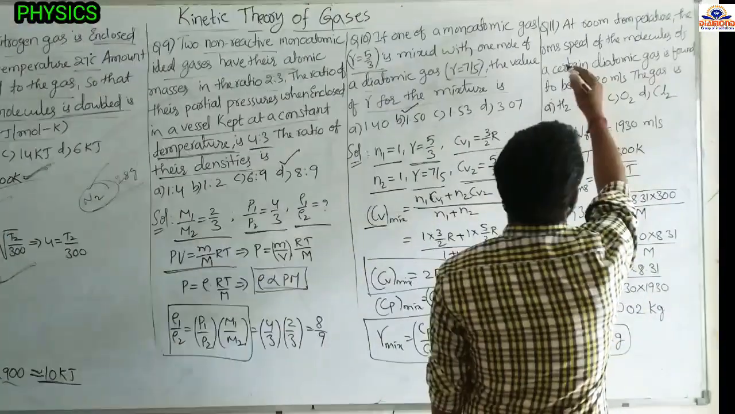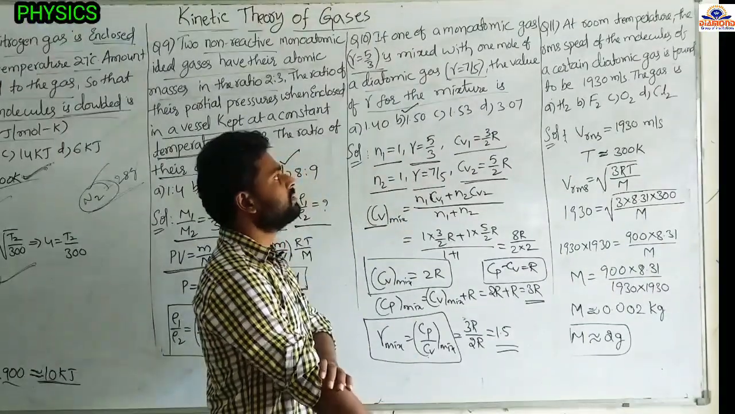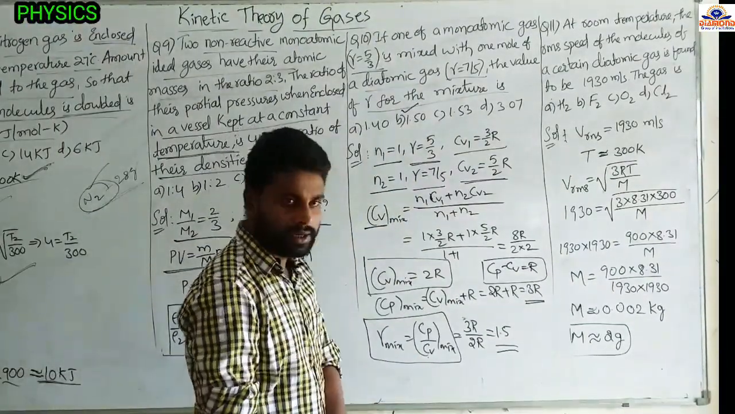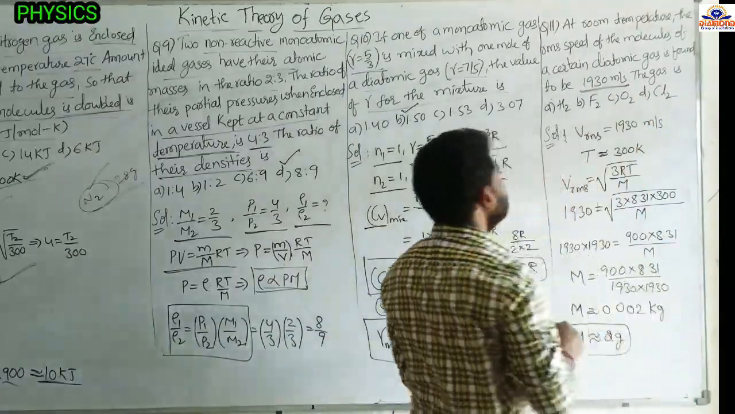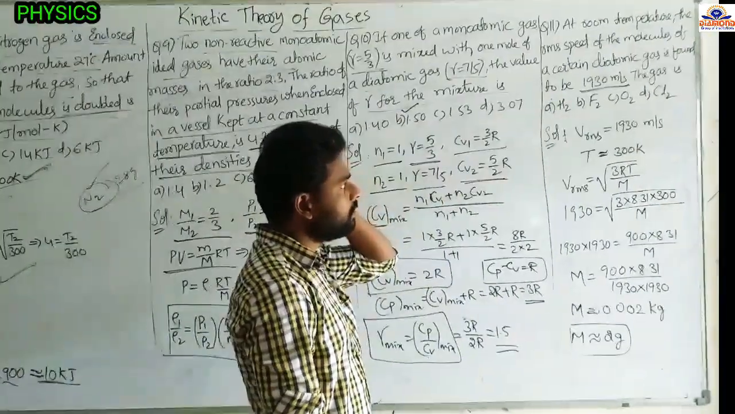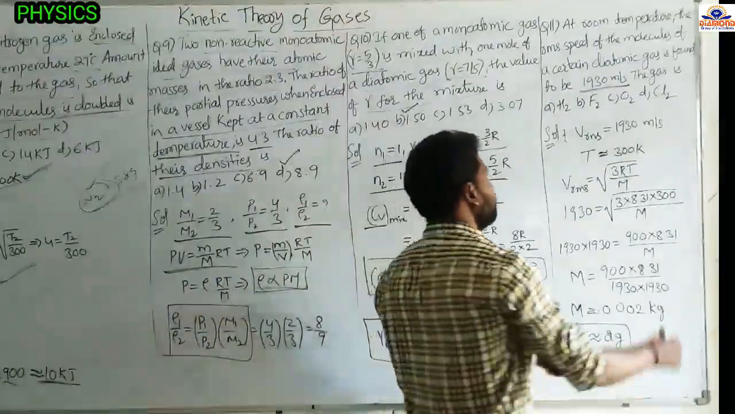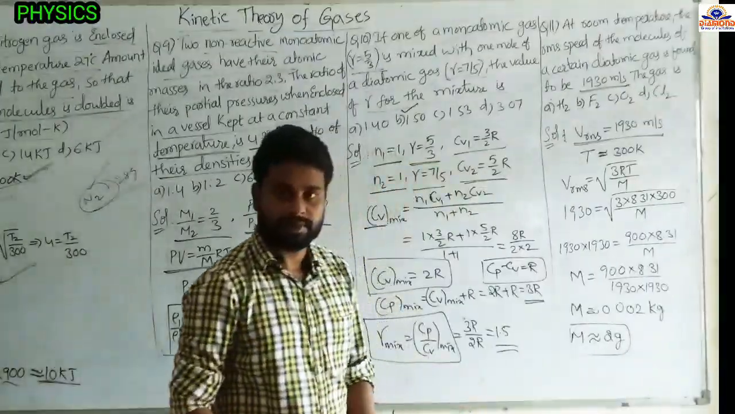And the next question: at room temperature the RMS speed of the molecule of a certain diatomic gas is found to be 1930 meter per second. What is that gas? We have to find. So first I am going to write the given data. RMS speed they gave, so Vrms equals how much? 1930 meter per second.